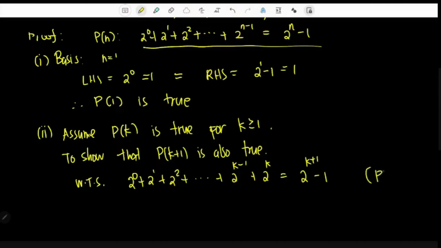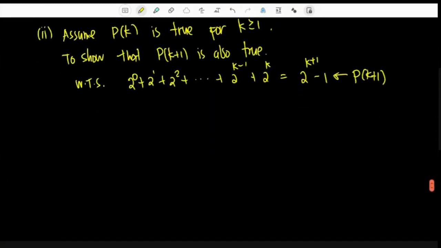So this is our P of k plus 1. That's what we want to show. We want to show that that statement is true, meaning the left-hand side is equal to the right-hand side. So we start with the left-hand side. The left-hand side is equal to 2 to the 0 plus 2 to the 1 plus 2 to the 2 and so on up to 2 to the k minus 1 plus 2 to the k.